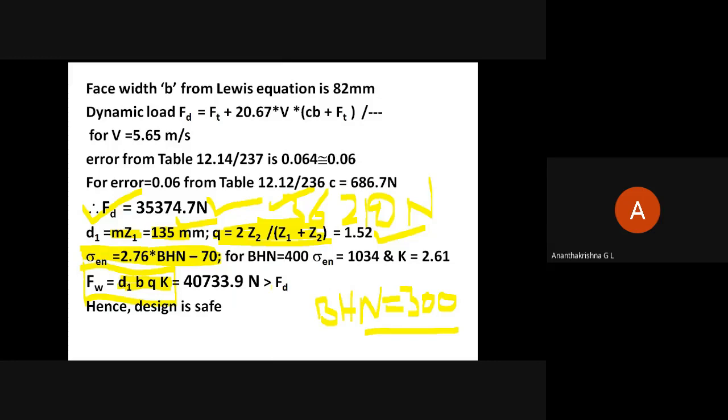Then go to equation for K. What is the equation for K that we have taken? Can anyone remember? Yeah. So sigma endurance square into sine phi divided by 1.4 into 1 by Young's modulus of pinion plus 1 by Young's modulus of gear. K. Correct. This is the equation for K.